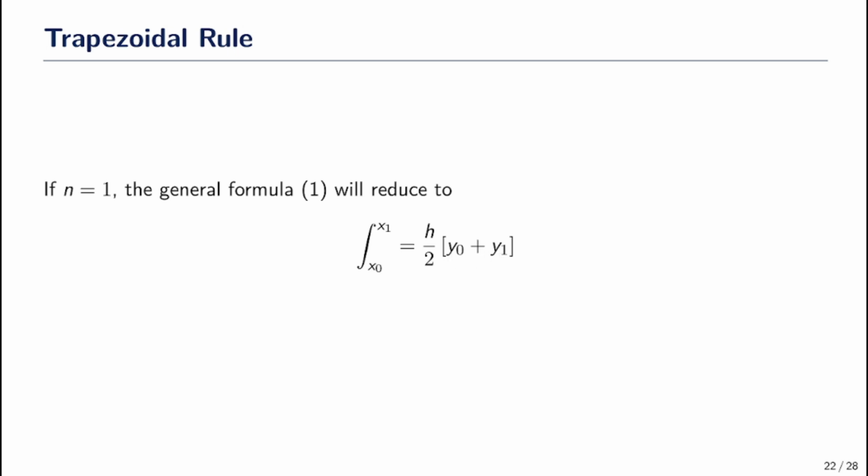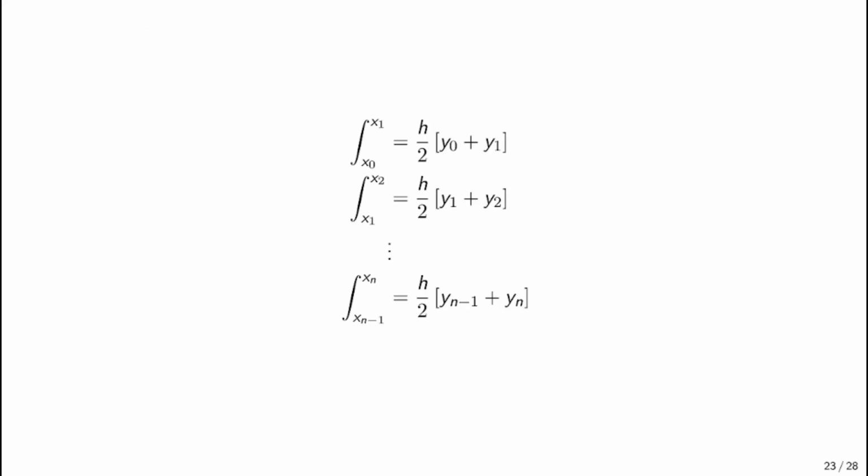Similarly, applying the same result for the subintervals x1 to x2, x2 to x3, and up to x(n−1) to xn, we will get the integrals as: integral x0 to x1 f(x) dx equals h/2 (y0 + y1). Integral x1 to x2 f(x) dx will be h/2 (y1 + y2). And up to integral x(n−1) to xn f(x) dx will be h/2 (y(n−1) + yn).